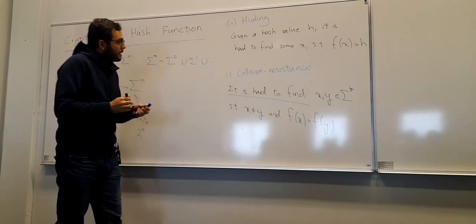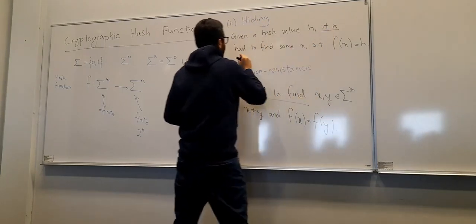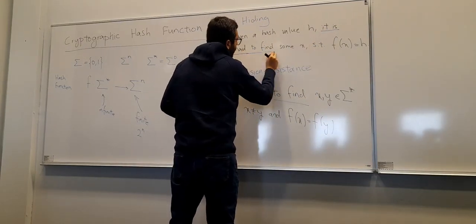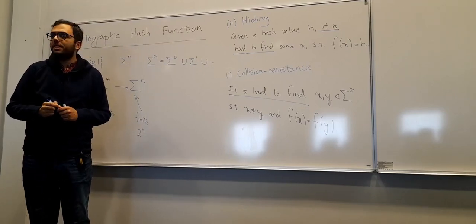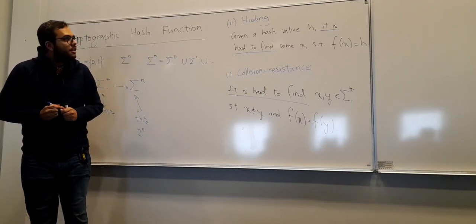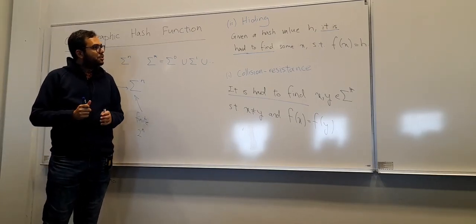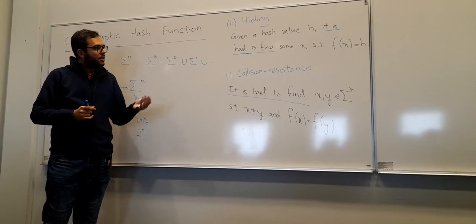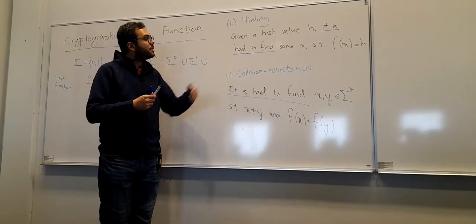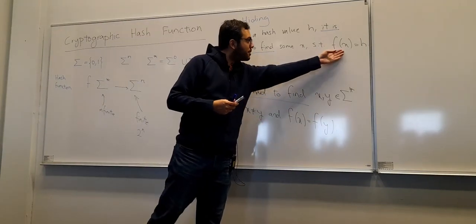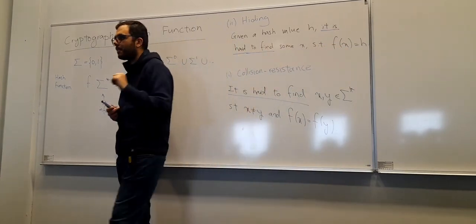Again, I'm using the same kind of undefined phrase here. I'm saying it is hard to find such an X. I'm not saying that there is no such X. I'm just saying it's hard to find it. So I say my hash function is hiding if, whenever I give you a hash value, it's hard for you to find an input value such that when I apply the hash function, I get the hash value.